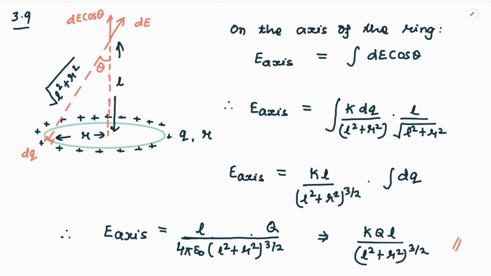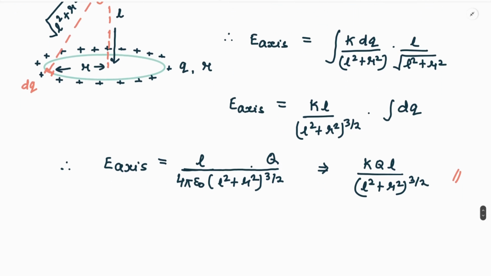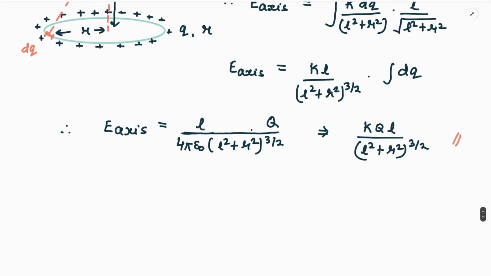Now the second part is asking us to approximate the result when L is greater than R. So for L greater than R, we can simply say that this entire system of charge will behave like a point charge.